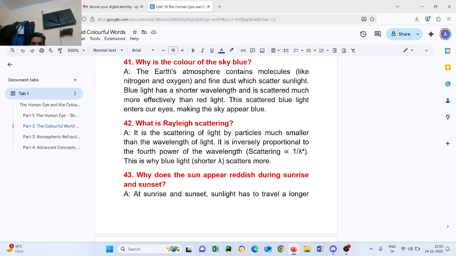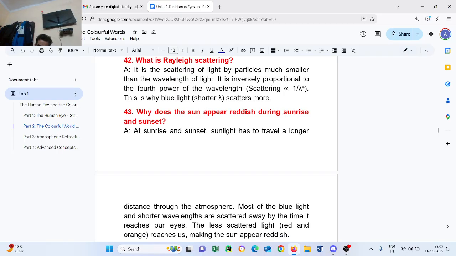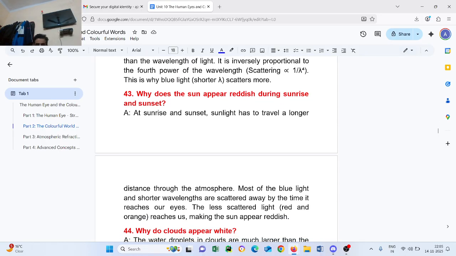Why does the sun appear reddish during sunrise and sunset? At sunrise and sunset, the sun's light has to travel a longer distance through the atmosphere. Most of the blue light and shorter wavelengths are scattered away by the time it reaches our eyes. The less scattered light, red and orange, reaches us, making the sun appear reddish.